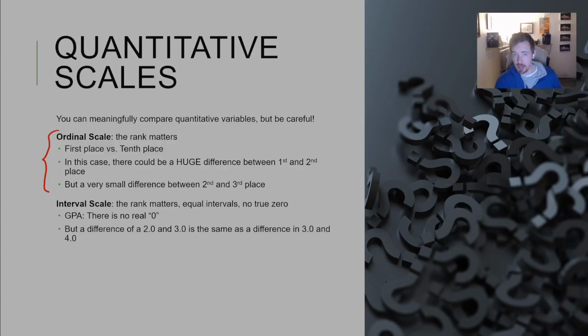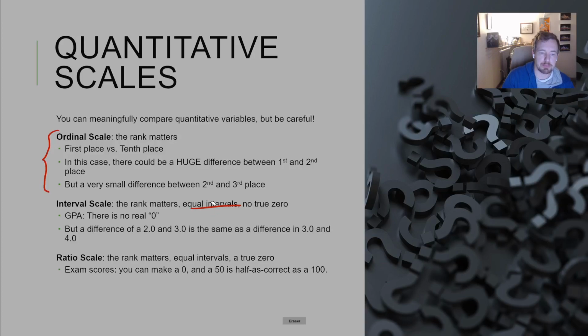Thinking about GPA, we know the difference between a 2.0 and a 3.0, and we know the difference between a 3.0 and a 4.0. In that case, the interval is the same, both of those are a difference of a letter grade. So we know it has equal intervals. We also know that rank matters, that a 3.0 is higher than a 2.0 and a 4.0 is higher than both of those. Let me give you one more example.